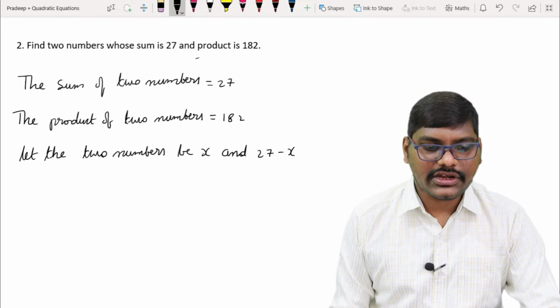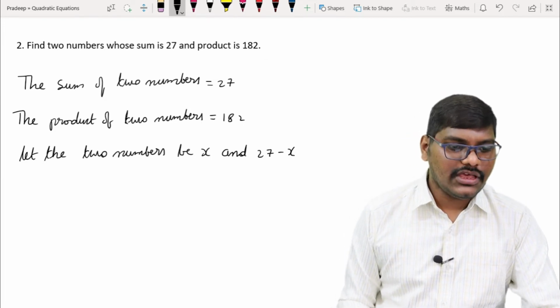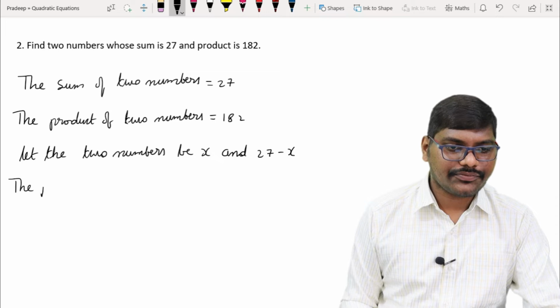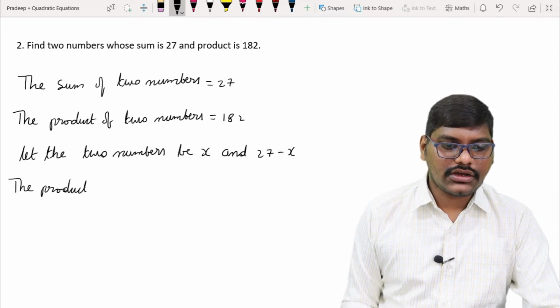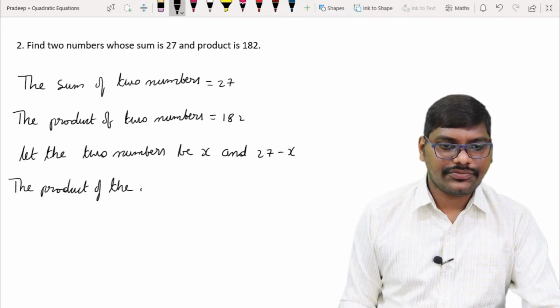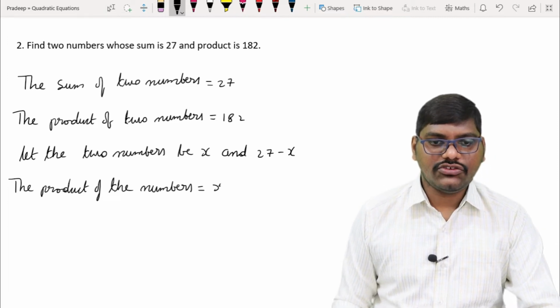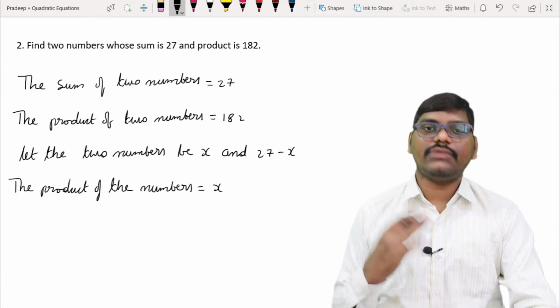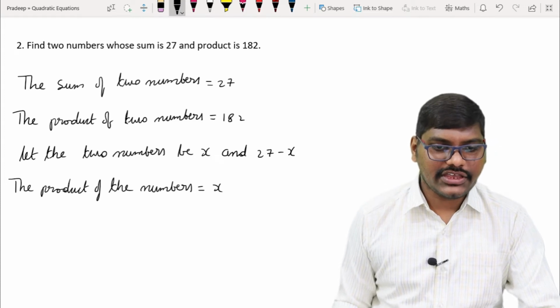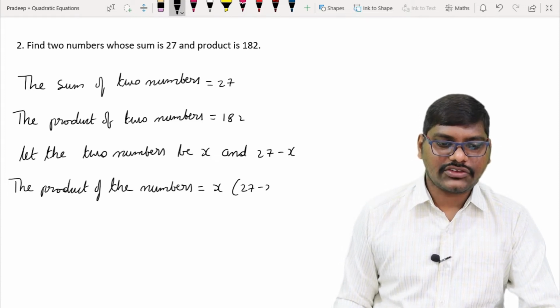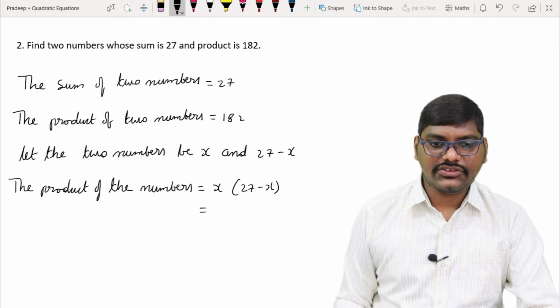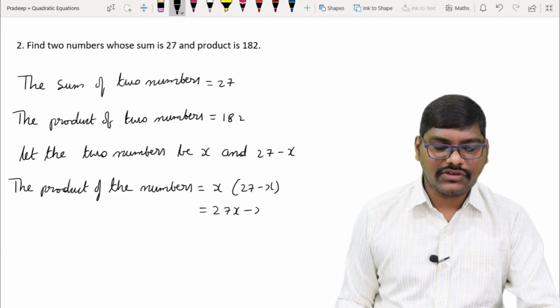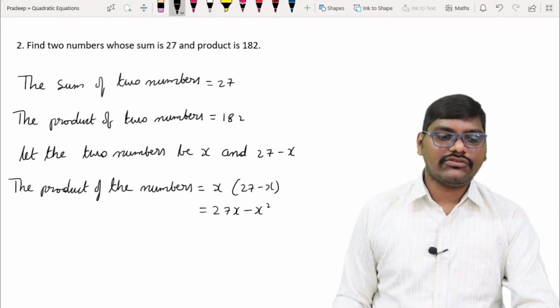As they gave the product and the sum, we'll do the same. I'll write the product of the numbers as x into 27 minus x, since one number we took as x and the second as 27 minus x. Product means we should multiply the numbers. So this is x into 27 minus x. If you multiply x into 27, we get 27x, and x into x gives minus x square. So this is the equation which we got.